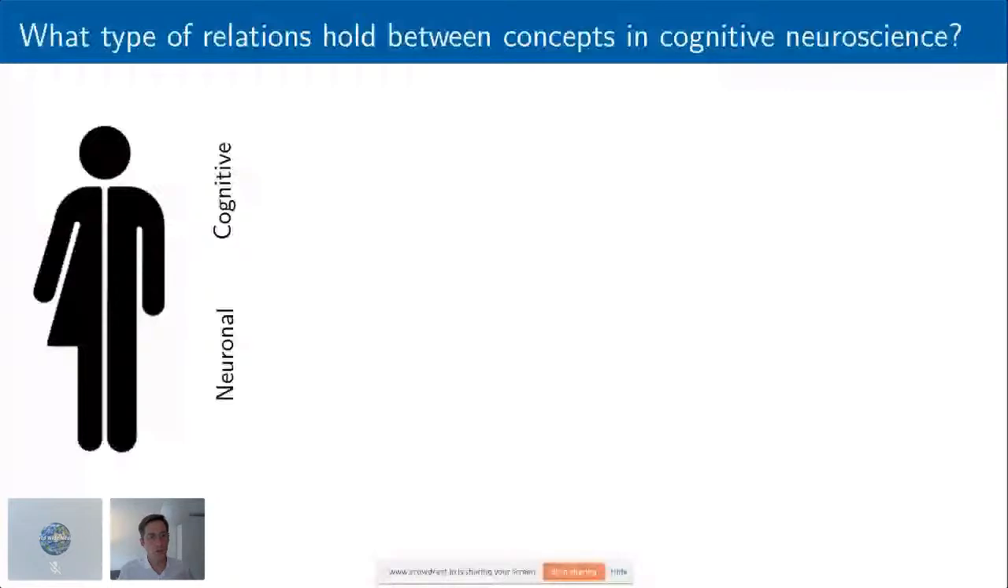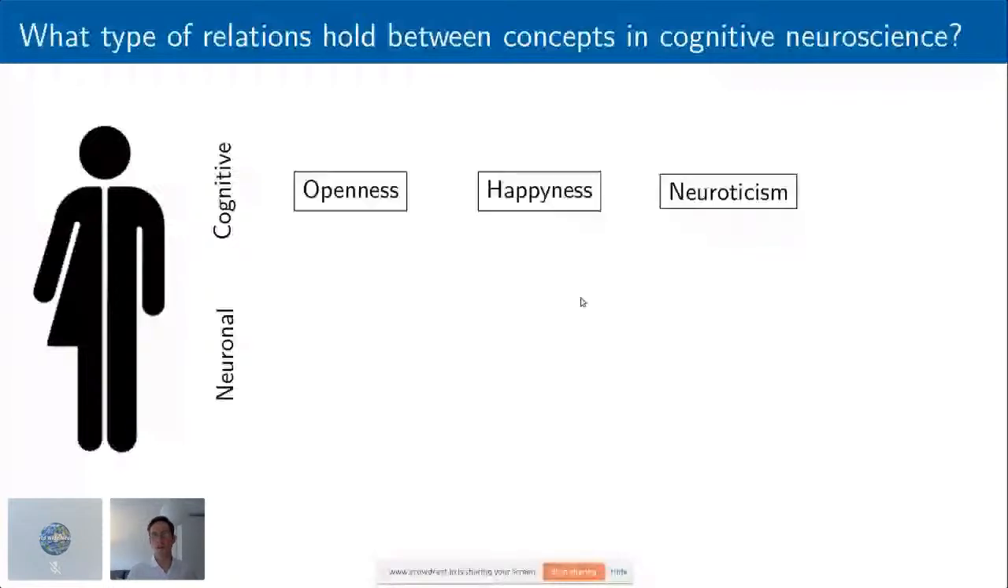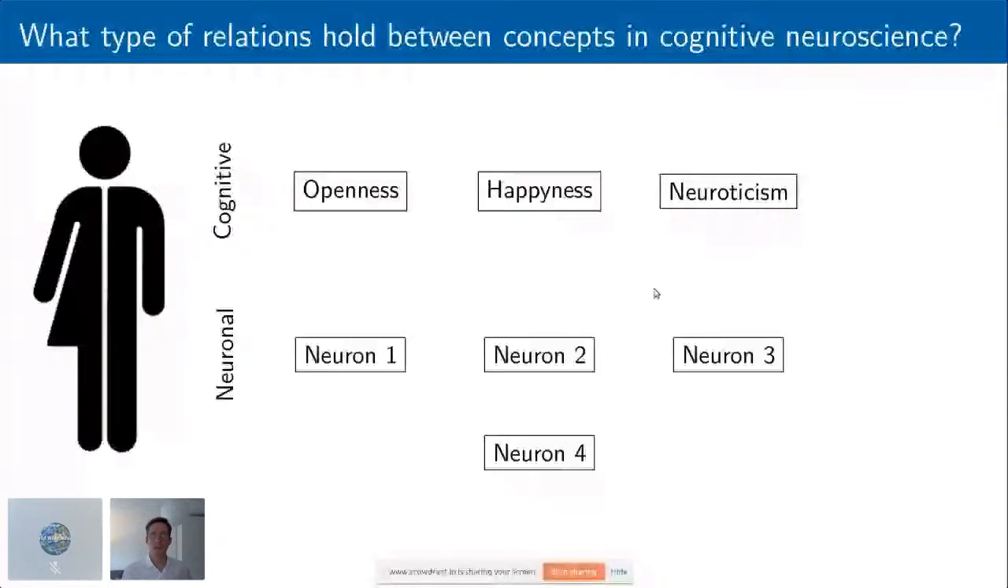Or we might also go to even smaller scales and model a person on the biochemical level, or maybe even down to the quantum theoretical level at some point in the future. Now, on each of these levels, we're used to working with certain concepts. From the cognitive level, we may have concepts like openness and neuroticism and happiness. And on the neuronal level, we may have concepts such as neurons 1 to 4 and their activities, their spikes, their probabilities to spike, or their mean firing rates, or whatever we choose to represent these neurons.